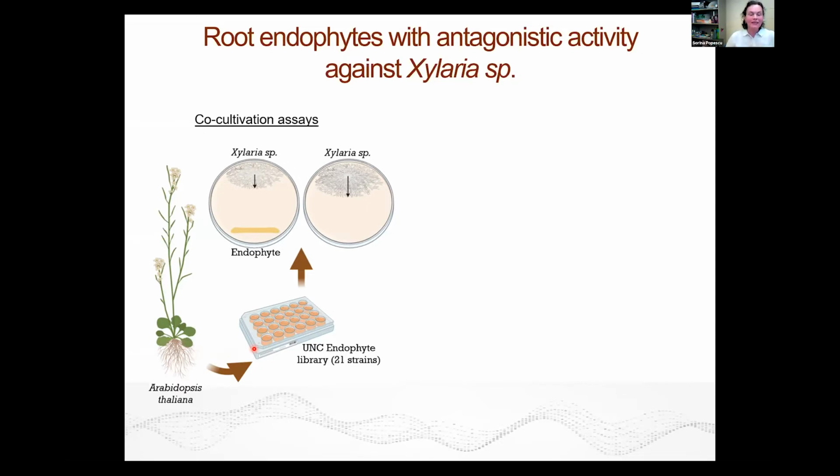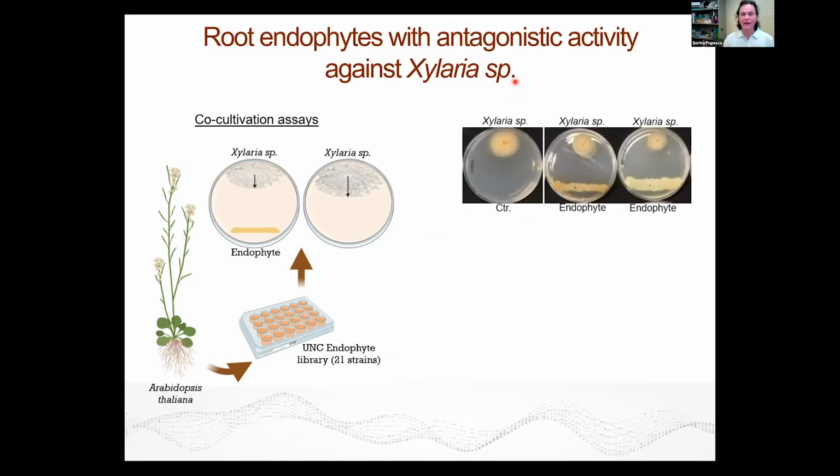So we decided to test these strains for their antagonistic activity against Xylaria by using these so-called co-cultivation assays, where we basically have Petri dishes where we grow Xylaria at one end of the Petri dish and the endophyte at the other end. And then we compare the growth of colonies, Xylaria colony on these plates with the control plates where we only grow Xylaria. So this is how real life plates look. So this is a control plate with Xylaria growing happily at this end.